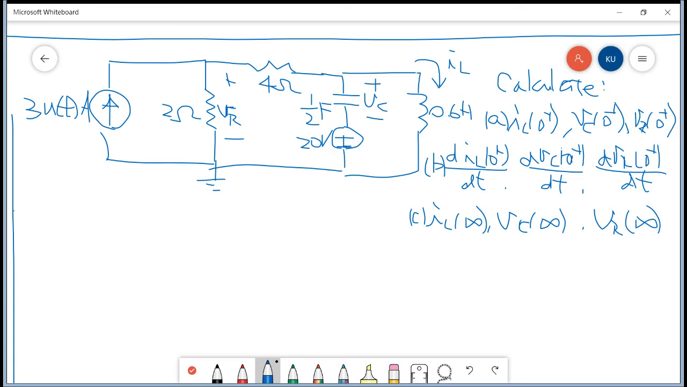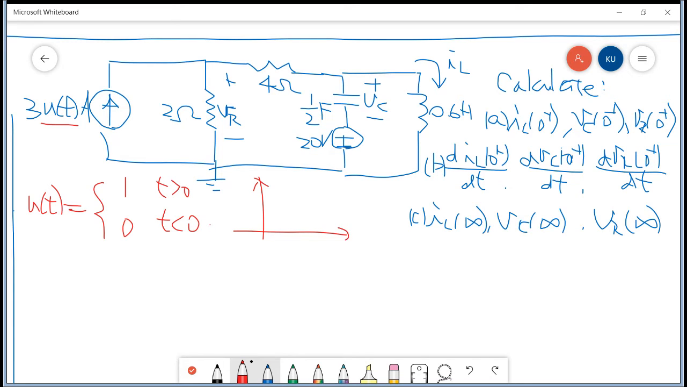So first, let me explain what is u(t). u(t) is what we call a step function, which is 1 for t larger than 0, and 0 for t smaller than 0. So if you try to plot it in a graph, it will be something like this. If this is 1 for t larger than 0, this is u(t). So we call it a step function, just like going up a step.